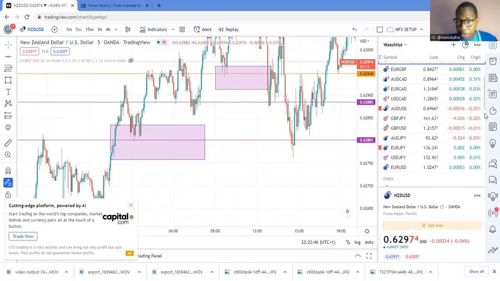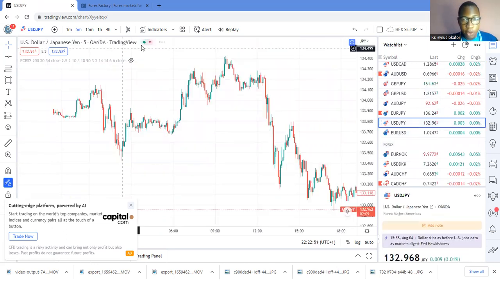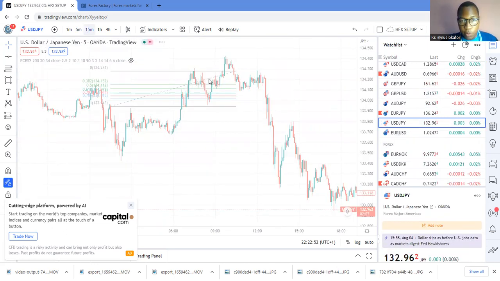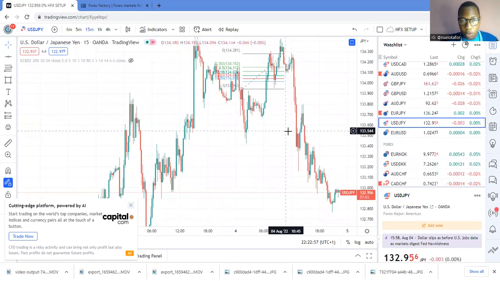Let's just pick a random pair here again. Which one do I pick? Let's see, USDJPY. Hopefully it's been trending. Cool. Okay.